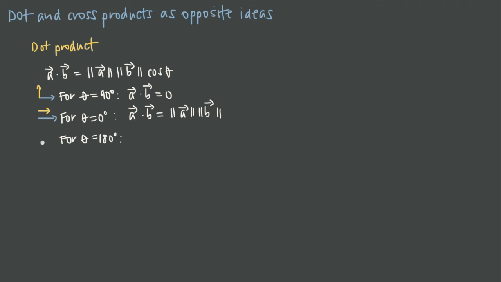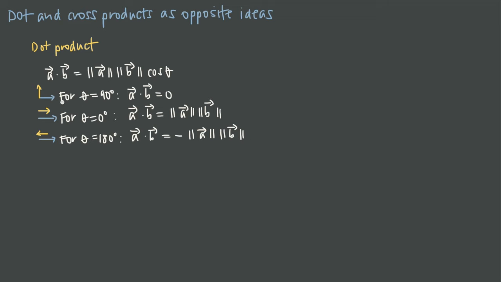And then for theta equals 180 degrees, we have the blue vector, again pointing in this direction, but then the yellow vector will point in exactly the opposite direction. So that's theta equals 180 degrees. And in that case, cosine of 180 degrees is -1. So the dot product here simplifies to the product of the lengths of the vectors, but multiplied by -1. So we get negative, and then the length of A multiplied by the length of B.